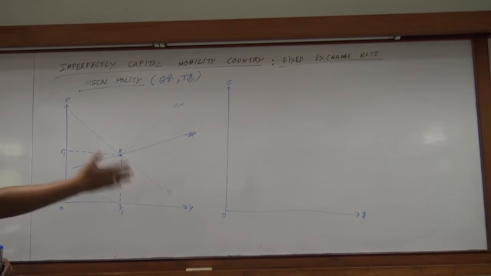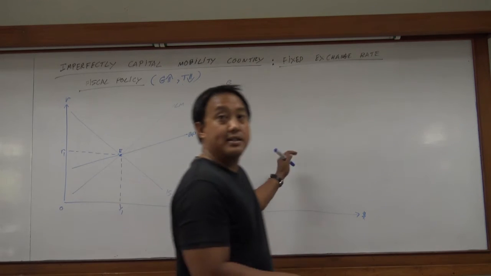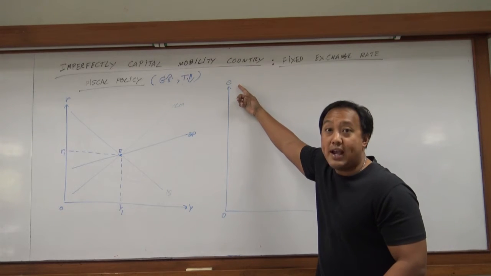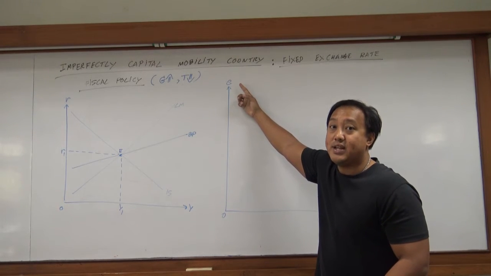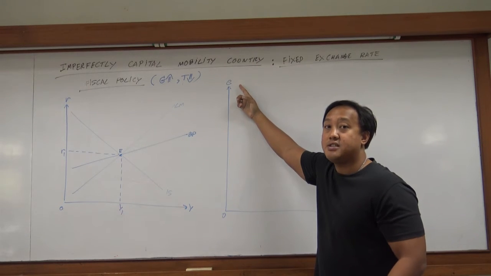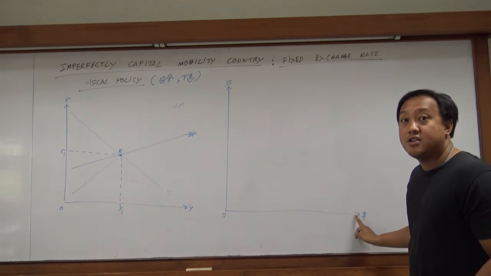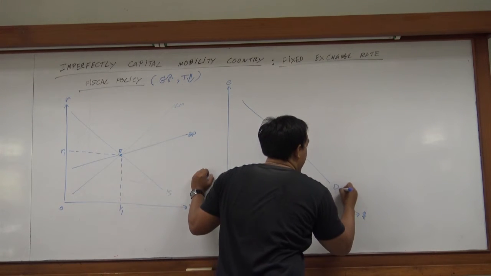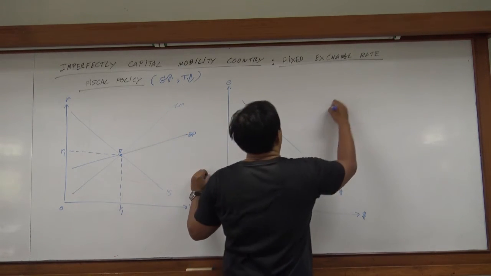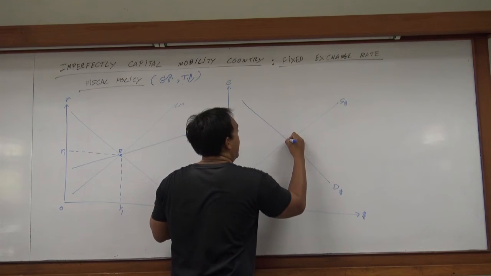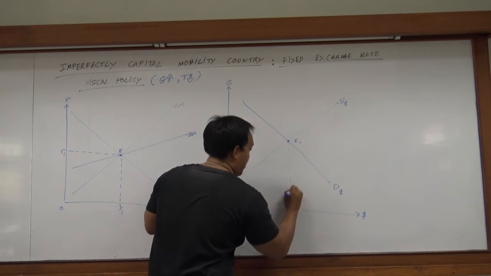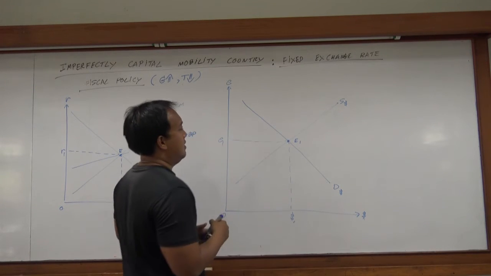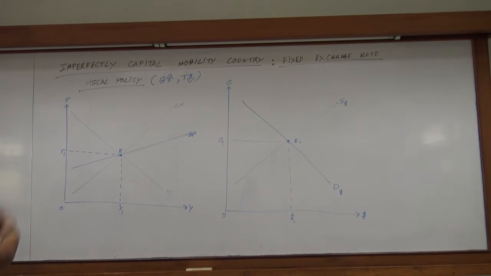And then on your right hand side here, this is going to be the currency market. This is going to be your exchange rate, the price of US dollar, and then this is going to be the number of US dollars in the economy. And then you have demand for US dollar and supply for US dollar. Equilibrium 1, E1, okay?